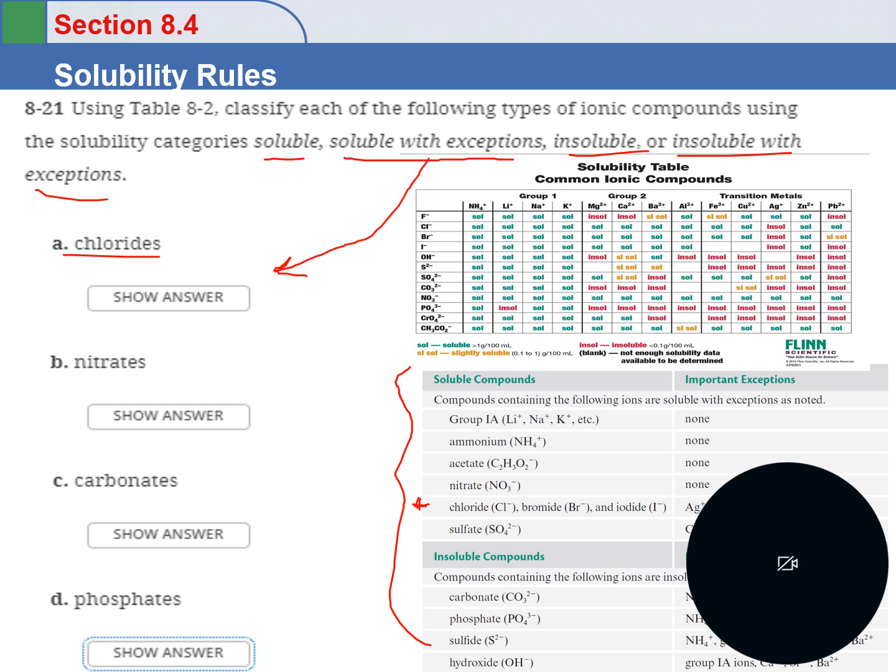Nitrates are right here, and it doesn't look like there's any exceptions, so they are just soluble. Carbonates are down here. They are insoluble, but with exceptions. Insoluble, I'm not sure if I said that or not. And the last one, phosphates, that's going to be the same exact thing.